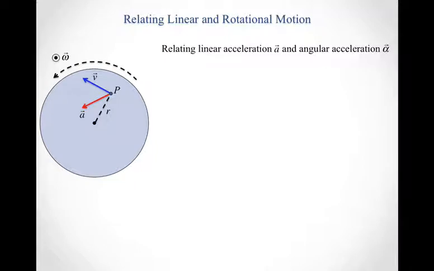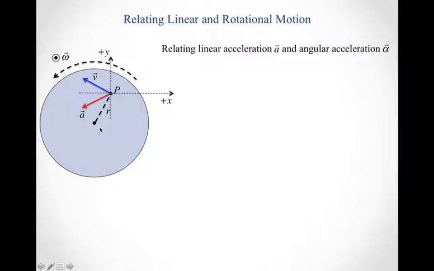I can relate the linear acceleration a and the angular acceleration alpha. Let's say we have some linear acceleration that points off in this direction. Part of what this tells me is that point P, as it rotates around, has to be speeding up, because there's both a component of that acceleration that points towards the center of the circle, keeping it moving along the circle, and a component of the linear acceleration that points in the direction of the velocity, which tells me that point P is speeding up as it spins around.